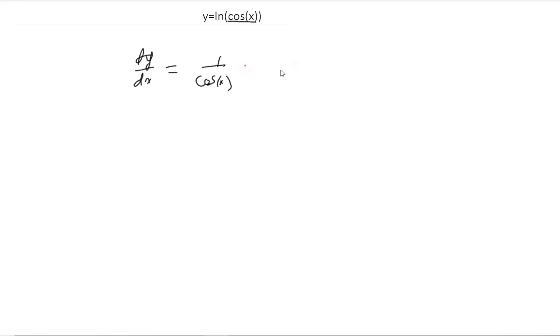Now since it's chain rule, we do the derivative of cosine x, and we know the derivative of cosine x is negative sine x. So now we have negative sine x over cosine x, and hopefully you know by now that sine over cosine is the same as tangent. So dy/dx is equal to negative tangent x, and that's the answer for this one.